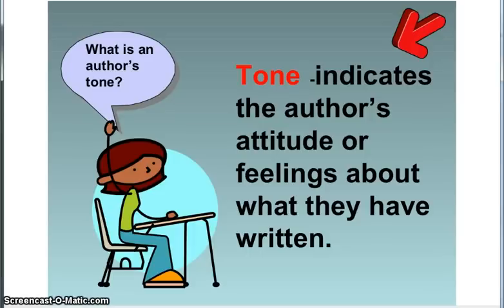I want you to think about when somebody uses a specific tone of voice. For example, if your mother were yelling at you, you would know that she has an angry tone of voice. However, in literature, you don't hear how somebody sounds, so you have to determine the tone by other things, usually by the words that they use and the punctuation that's used as well. That's how you can know the author's attitude or feelings about what they have written.